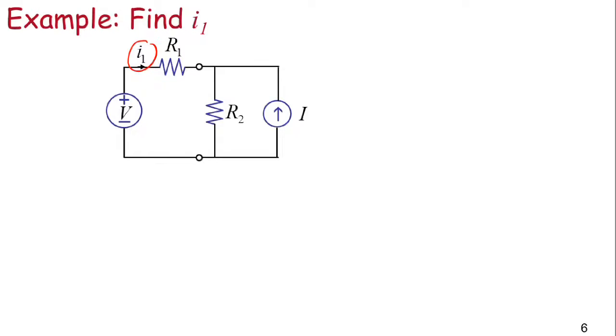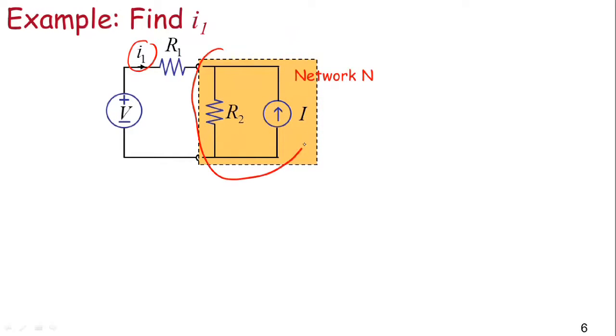Now, of course, I can go ahead and apply the node method and do it. But let us say that in this case, I want to apply the Thevenin method and use this as an example. And I'm going to show you how simple it can get. To apply the Thevenin method, remember the first part was to identify some sub-network and replace that by its Thevenin equivalent. So I'm going to identify this network here as the arbitrary network N, whose Thevenin equivalent I am going to find.